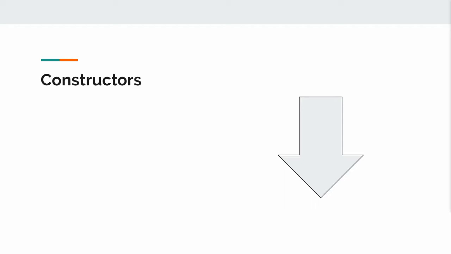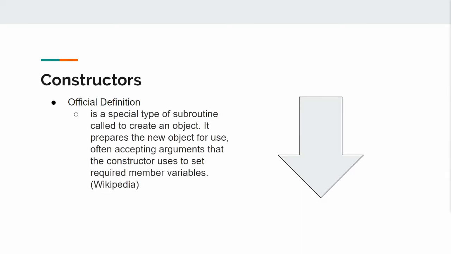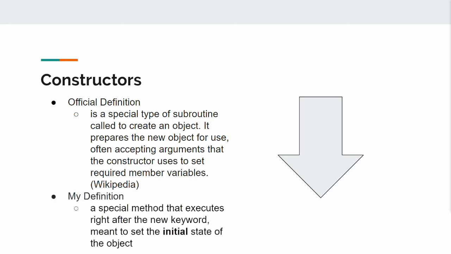Constructors. Just having this arrow doesn't really mean a lot, but let's go ahead and try and cover the official definition of a constructor. It is a special type of subroutine called to create an object. It prepares the new object for use, often accepting arguments that the constructor uses to set required member variables. Okay, that was long-winded. Let's see what mine was. A special method that executes right before the new keyword, which I'll cover in a second, meant to set the initial state of the object.